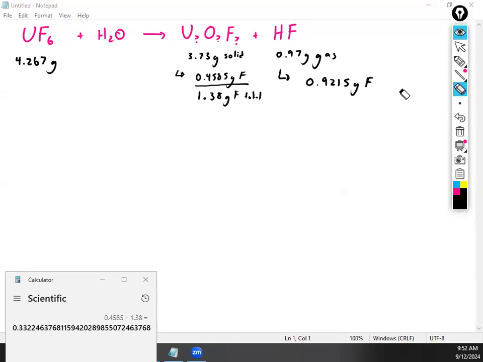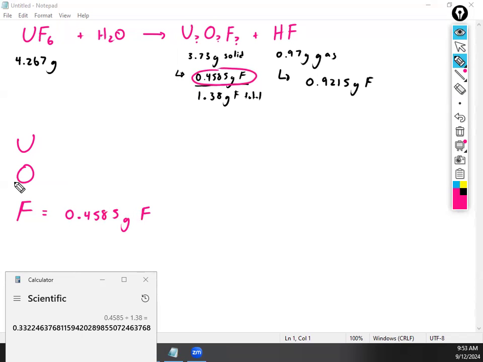Now to do that, we need to figure out how much uranium, how much oxygen, and how much fluorine there is inside of this compound. Well, the fluorine is pretty easy, right? We just figured out there is 0.4585 grams of fluorine. We got that from part B right here. So we need to find the uranium and the oxygen.